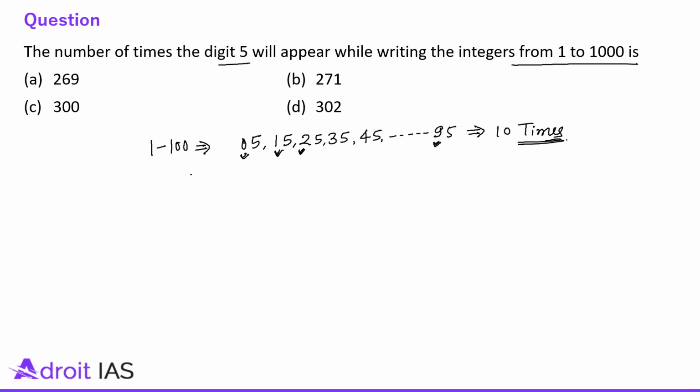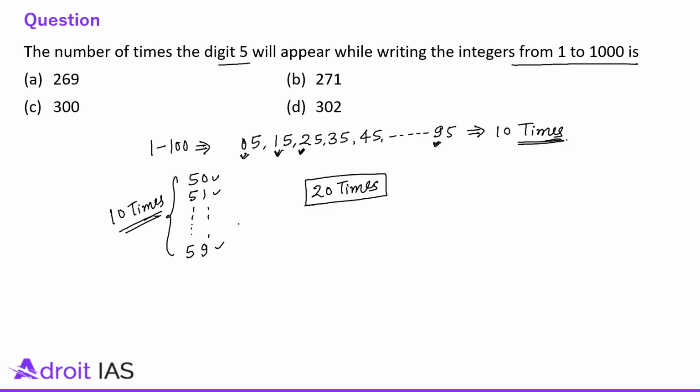All right, now let's talk about 50, 51, up to 59, right? So again from 0 to 9 we have, right? So this is again 10 times. All right everyone, this is again 10 times, fine. So when we write from 1 to 100, we write 5 20 times, right?